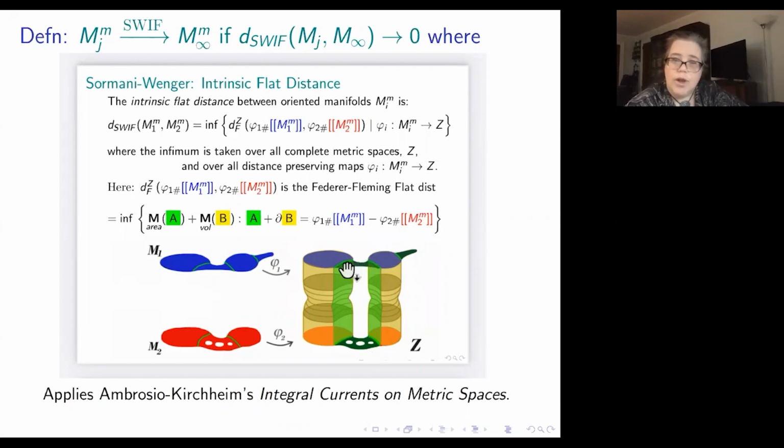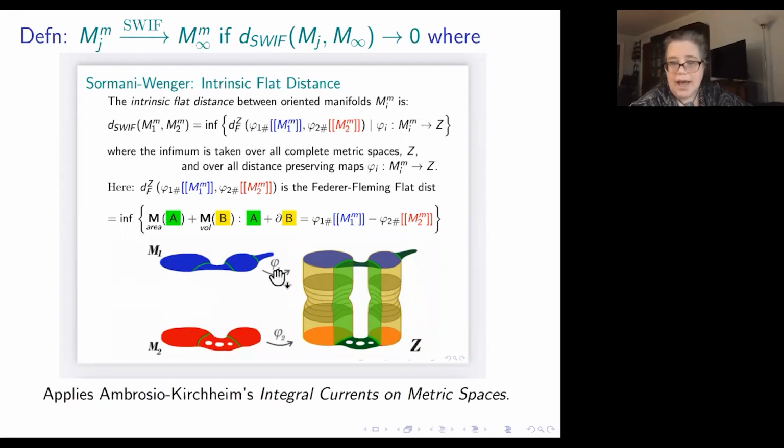Ultimately, we are not just taking a Federer-Fleming flat distance between the two Riemannian manifolds because they don't exist in the same place. We have to take distance-preserving maps into a common space Z. This is imitating the Gromov-Hausdorff distance, which Gromov called the intrinsic Hausdorff distance, and this is why we call it the intrinsic flat distance. We take images under any possible distance-preserving map, and we're taking an infimum over all such images in all such possible complete spaces Z.